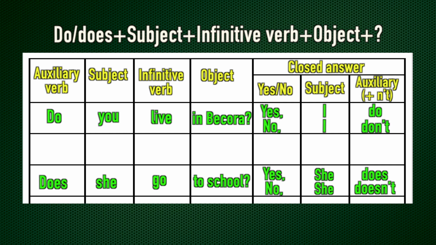Next is the closed-ended question, started with the auxiliary verb does, where it sits at the beginning of the question or before the third person singular subject, she, and followed by the infinitive verb go, and then plus the object, to school, followed by the question mark to make it a full closed-ended question. In full, does she go to school? Please also refer to the last column for the possible answers to the closed-ended questions.